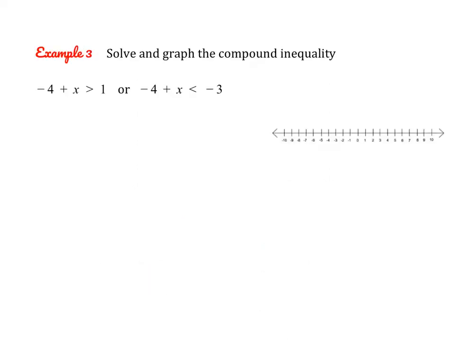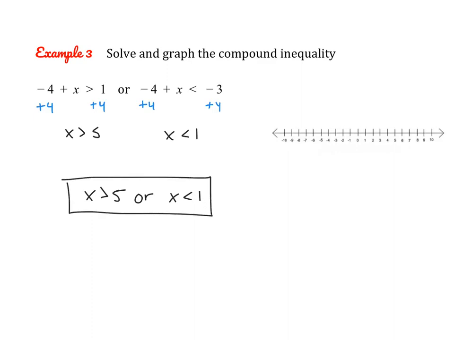All right, so now we're going to try to solve and graph a compound inequality with OR. So we're actually just going to solve them each separately. So here I would simply add 4 to each side, giving me x is greater than 5. And then on the right, I would do the same thing, giving me x is less than 1. So our answer is x is greater than 5 or x is less than 1.